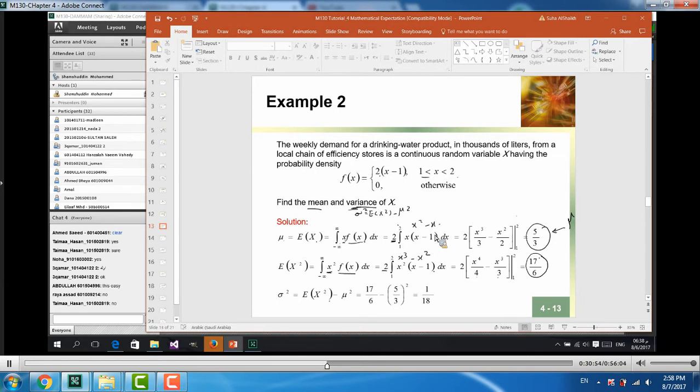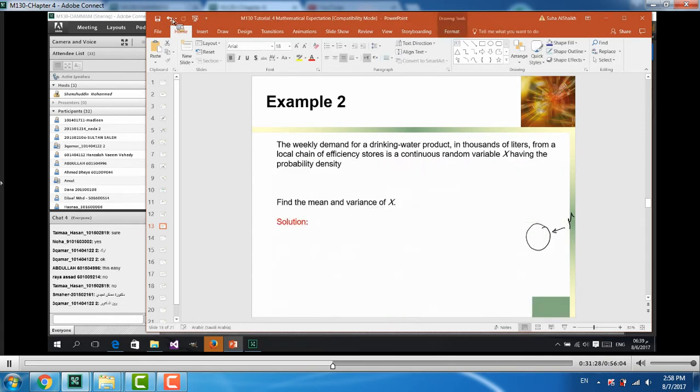So the variance is the expectation of x square, 17 over 6, minus the mean square, which is the square of 5/3. Find the result. This is what you are getting. So this is the mean and the variance. Very straightforward, especially when it's continuous. So, any question? Any question? Anything? Should I repeat? What part exactly?